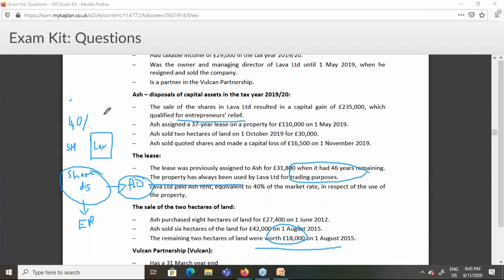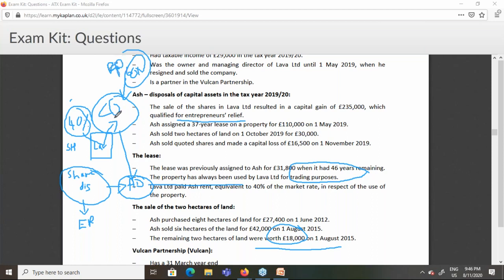Therefore, from the chargeable gain that arises from the associated disposal, since you are charging 40% of the commercial rent available in the market, 40% becomes chargeable, but on the balance 60% of the chargeable gain, you can claim the entrepreneur's relief.